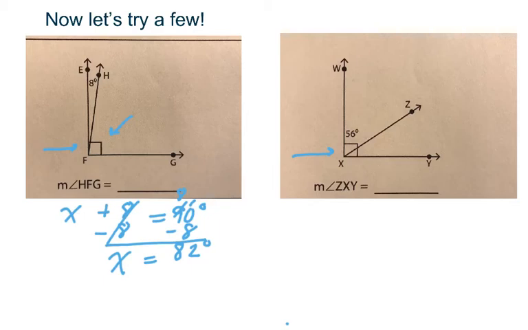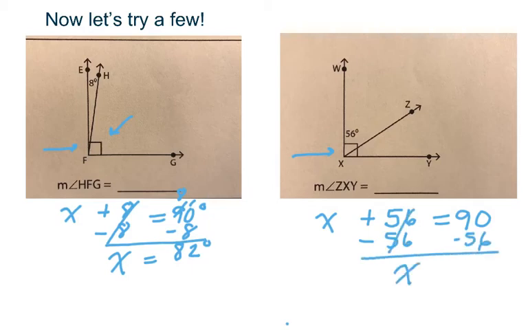Okay, so now we're going to do the next one. We have it equal to 90 degrees because we already determined that at the beginning. So I have X plus 56 equals 90 degrees. Okay, so now I'm going to go ahead and do the opposite. I'm going to minus 56 from both sides.